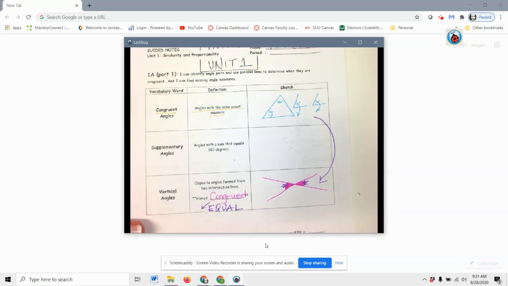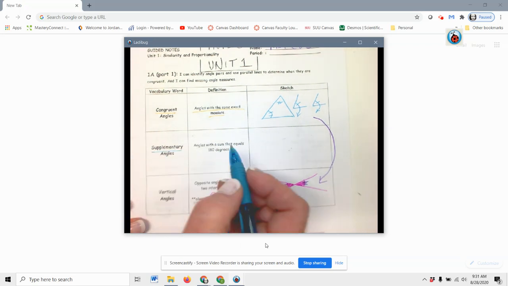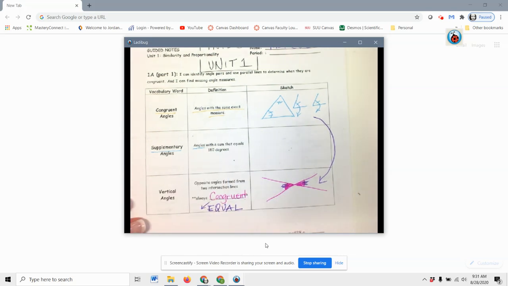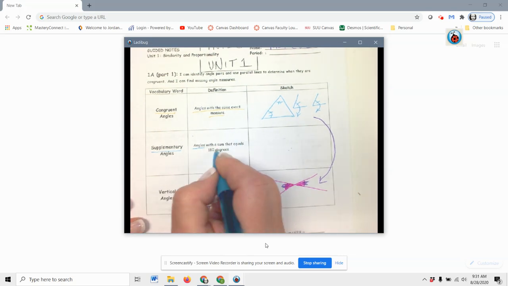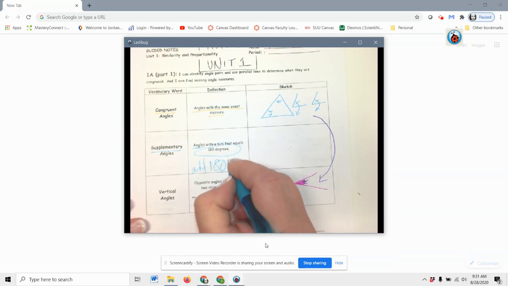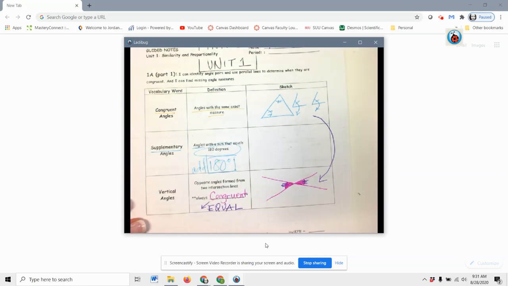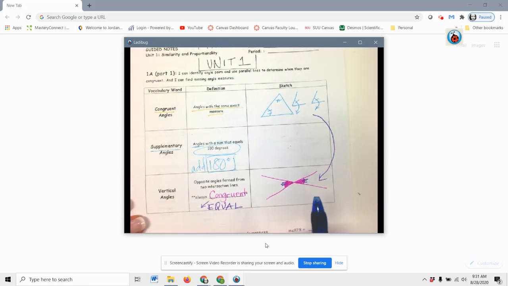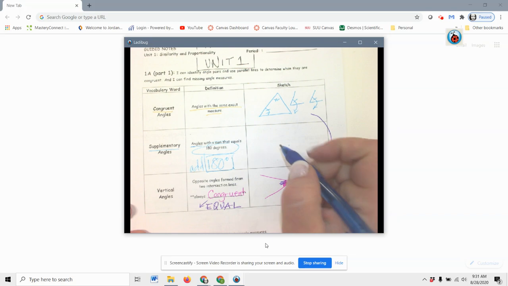Now, in the middle, we have another kind of angle. It's called a supplementary angle, okay? When an angle is supplementary, then the angles are adding to 180 degrees exactly. They add to 180 degrees. So let's draw a picture of what that might look like.